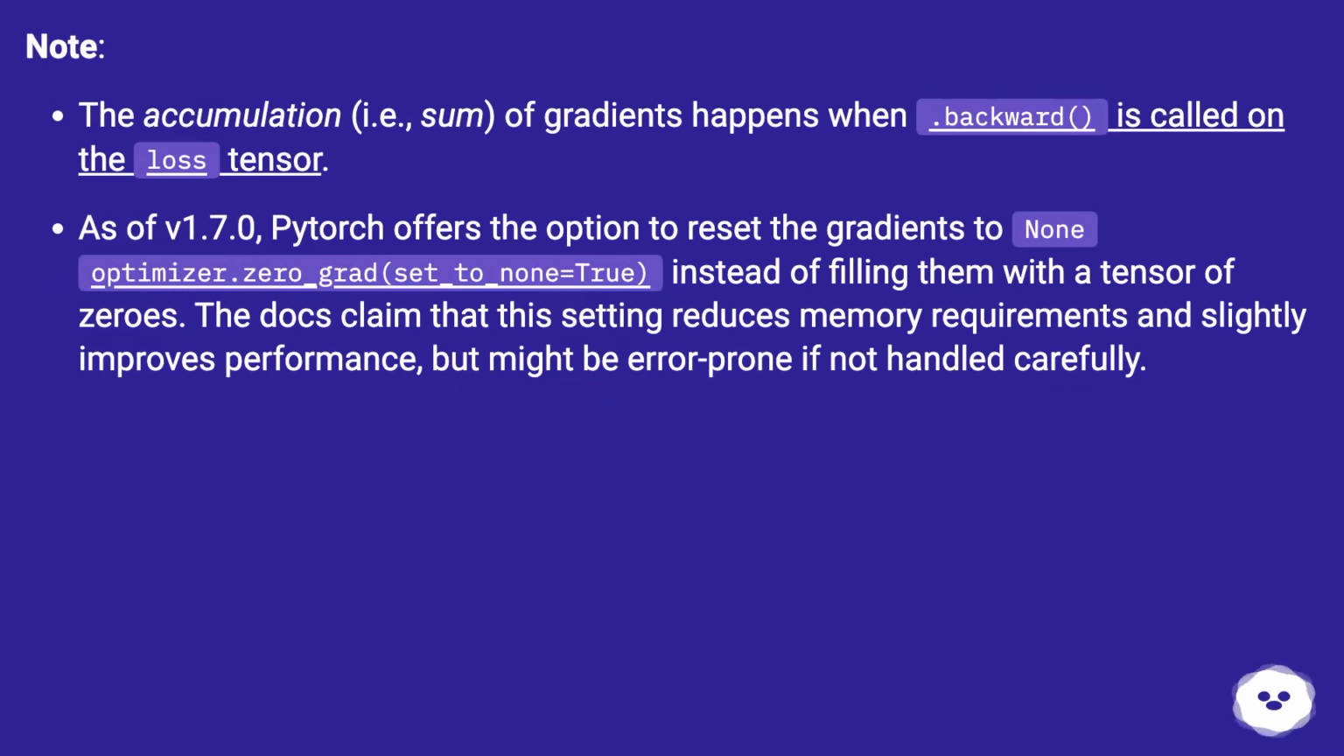As of version 1.7.0, PyTorch offers the option to reset the gradients to None, optimizer.zero_grad(set_to_none=True), instead of filling them with a tensor of zeros. The docs claim that this setting reduces memory requirements and slightly improves performance, but might be error-prone if not handled carefully.